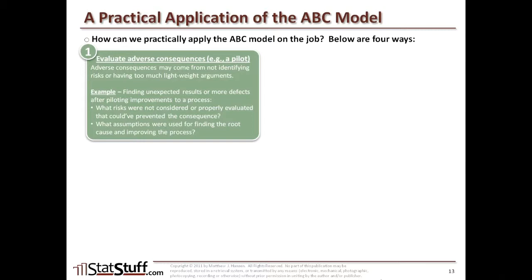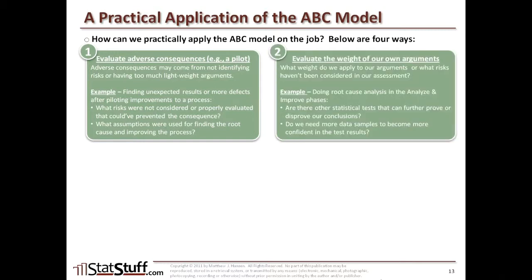And what assumptions were used for finding the root cause and improving the process? That is, maybe there was something that we considered to be a heavier weight argument that was really a lighter weight argument. Maybe we made some assumptions there. So if we're obviously not getting the results we expected, then that means we didn't account for something. So even though we might get adverse effects or consequences from something like a pilot, that's a good opportunity to go back and see, where did we make a wrong judgment about something, or where did we treat something as a higher weight or heavier weighted argument than what it really is.